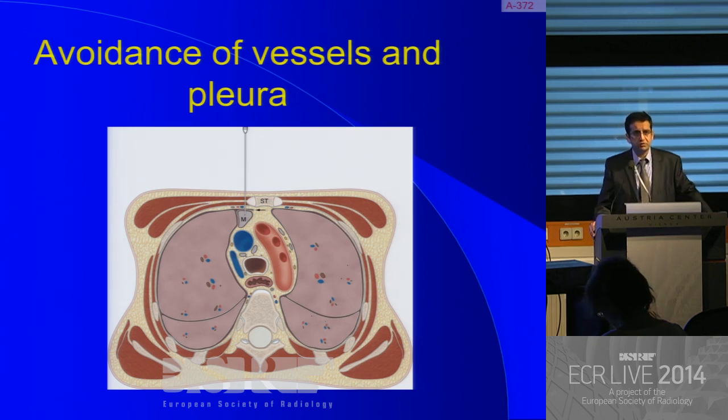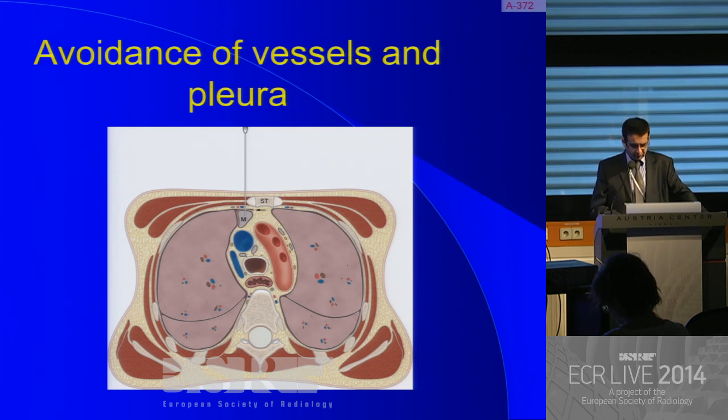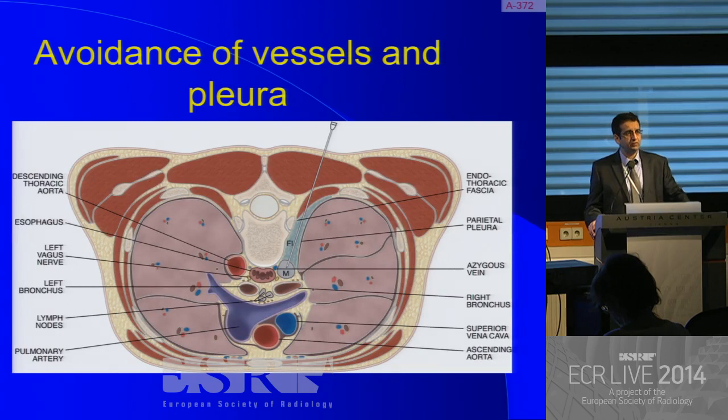We've looked at potential complications, and you can avoid these complications if you study the anatomy and are aware of it. For example, for anterior mediastinal masses, remember the internal mammary vessels are very adjacent to the sternum, so you can guide your needle either lateral or medial to this to avoid them. And similarly, if you're biopsying something in the posterior mediastinum or the middle mediastinum, you should be well comfortable with the anatomy.